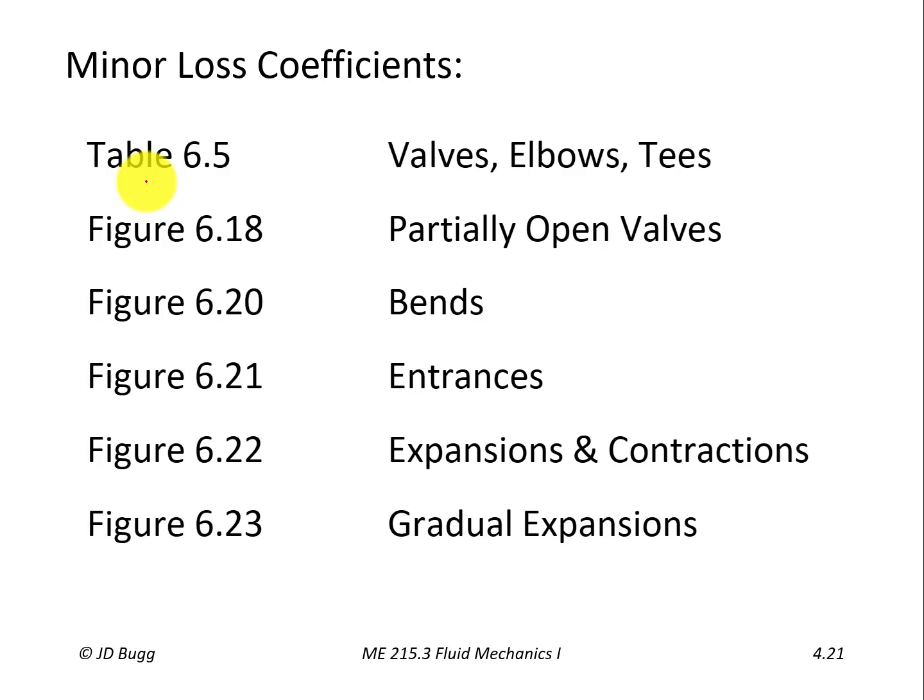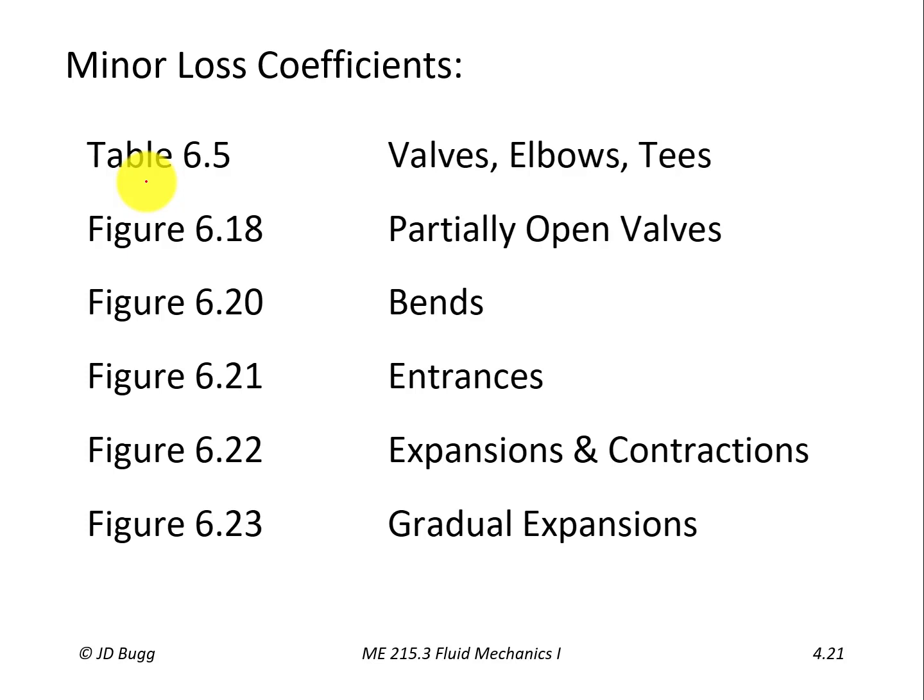There's several figures in Chapter 6 that also give minor loss coefficient information. For partially open valves, figure 6.18 should be used. So notice table 6.5 also has valves, but that's for fully open valves. Well, if you have a valve that is partially open, the minor loss coefficient is going to be a lot bigger. So figure 6.18 allows you to get minor loss coefficients for valves that are partially open.